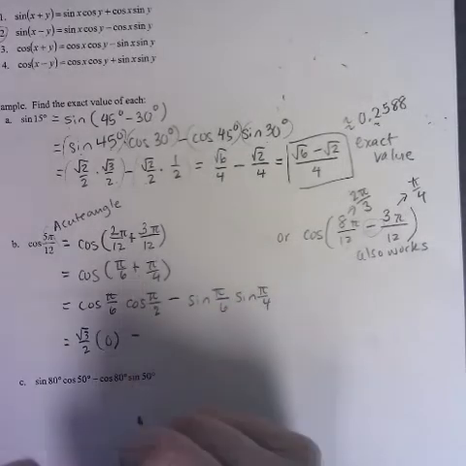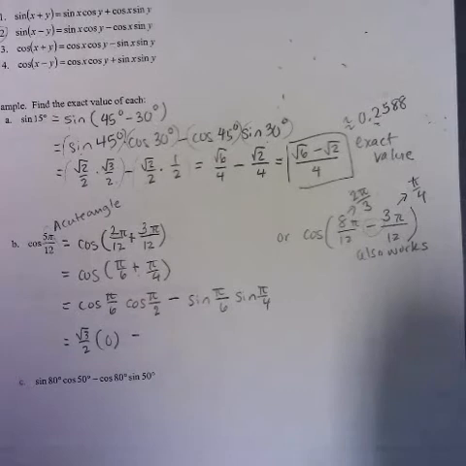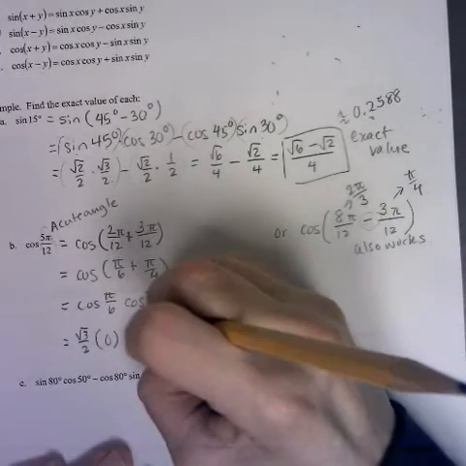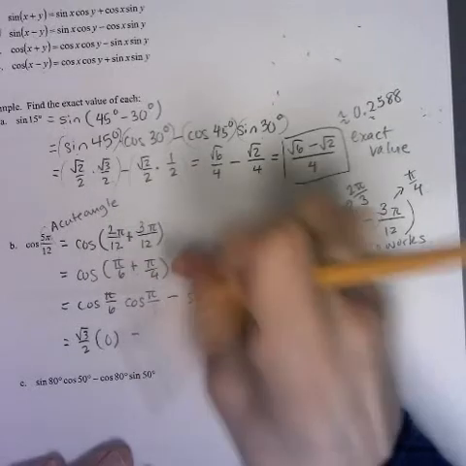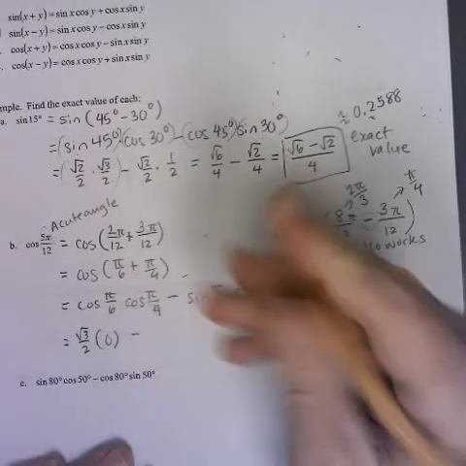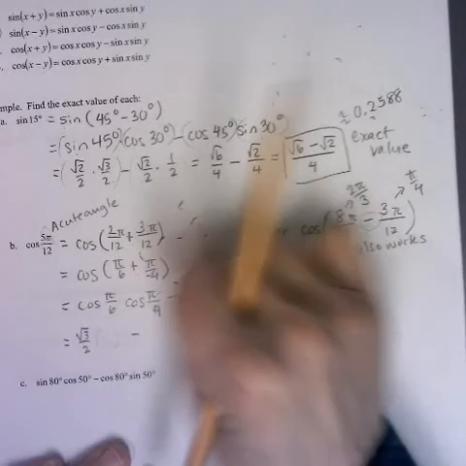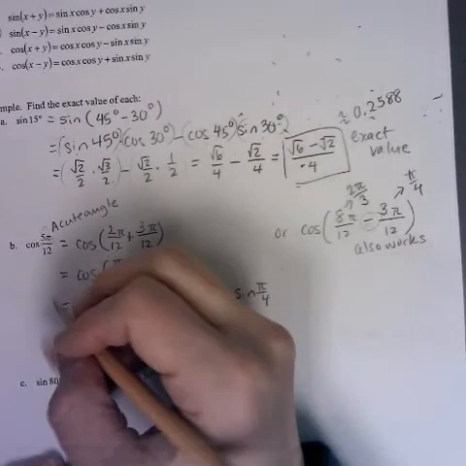Oh, I felt like something was wrong. I'm sorry, this should be pi over 4. And then this is square root of 2 over 2. I don't know where I got pi over 2 from. Okay, so square root of 2 over 2.